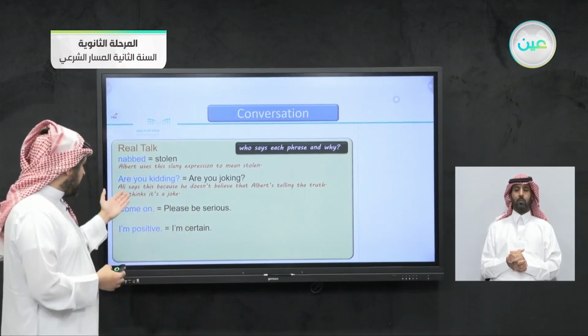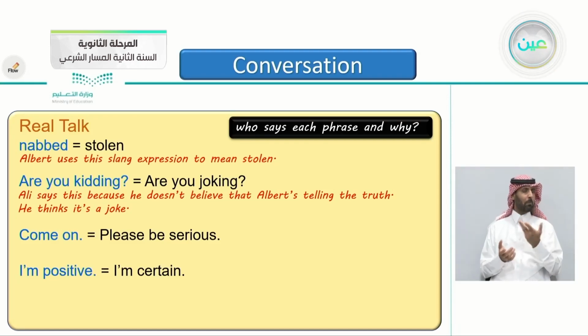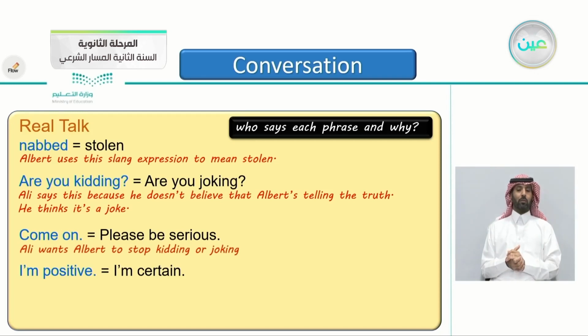So again, Ali says this because he doesn't believe that Albert is telling the truth. He thinks it's a joke. Come on, please be serious. Who says this phrase? Very good. It's a continuing. Ali wants Albert to stop kidding or joking. He still thinks that Albert is kidding or joking. Come on, Ali says this, thinking that Albert is kidding or joking.